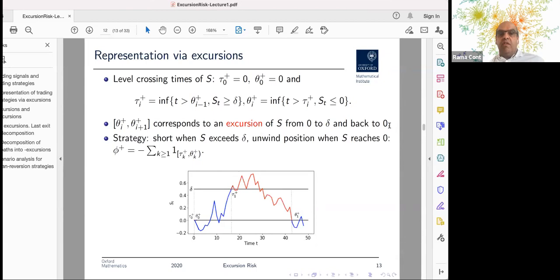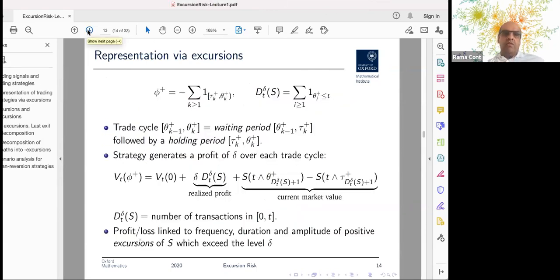So each excursion from 0 to delta to 0 leads to exactly one transaction. And so that's why we're going to introduce these excursions. Okay, so now to summarize, what are we saying? Well, what we're saying is that the strategy is represented simply in terms of these indicators of these stopping intervals defined by certain level hitting times.